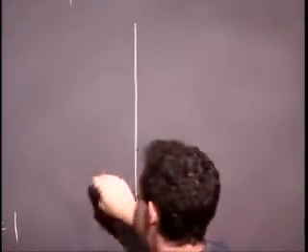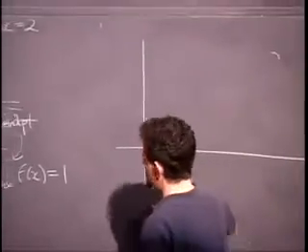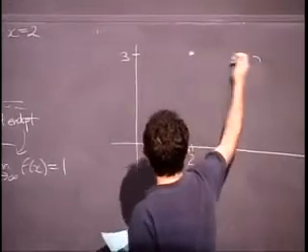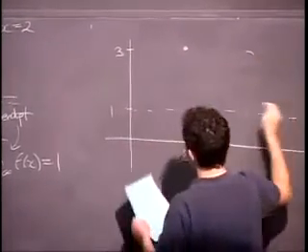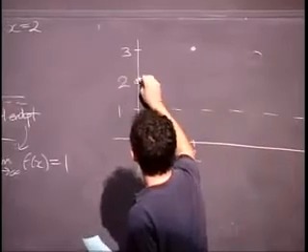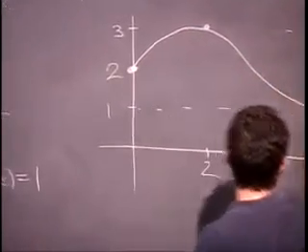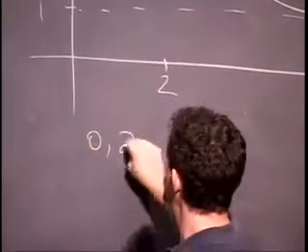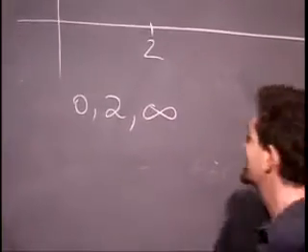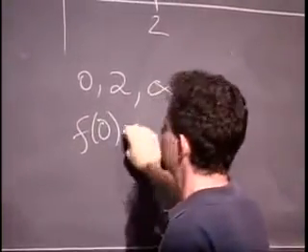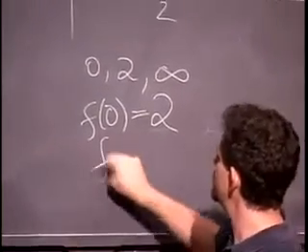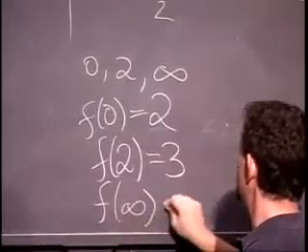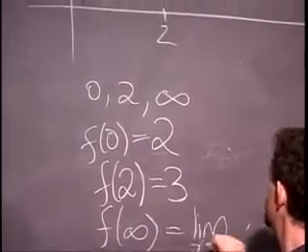If I just change the picture a little bit, suppose it still has this maximum up here, it still has this horizontal asymptote, but it starts at a height of 2. If we try to repeat this, we again have 0, 2, and infinity as our endpoints. This time f of 0 is 2, f of 2 is 3, and f of infinity, again, is 1, if you interpret it as a limit.